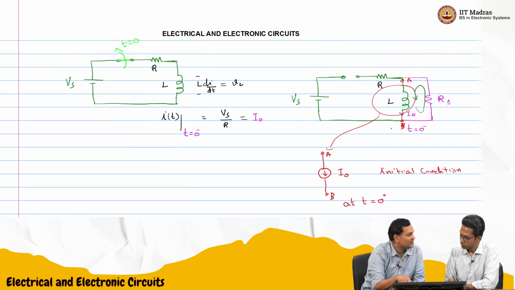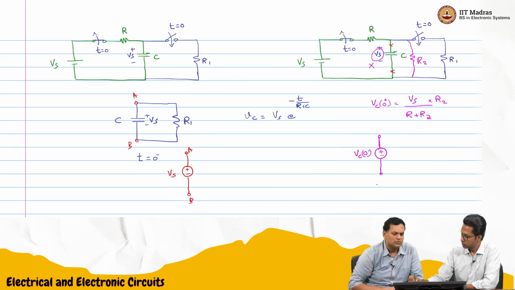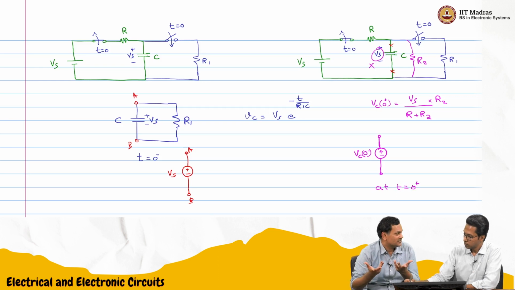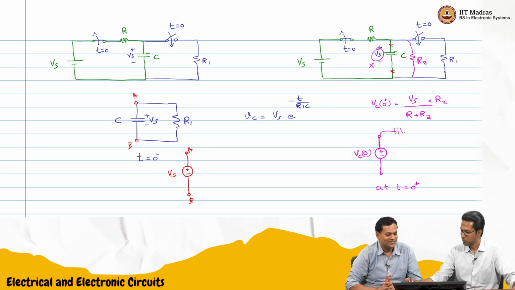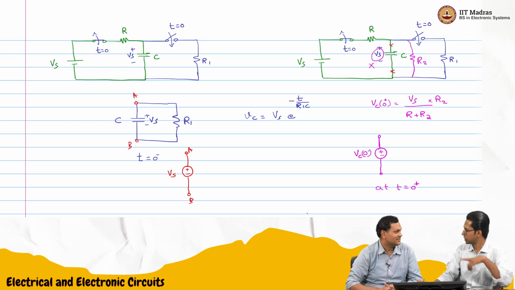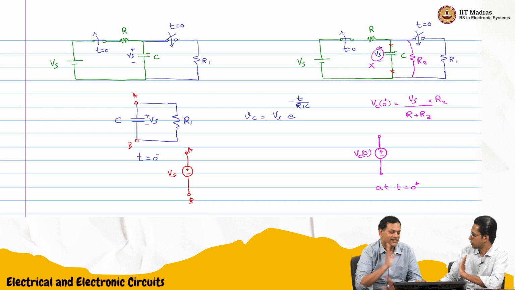For the inductor, we said at t equal to 0 plus, you replace the inductor with I naught. So we'll replace the capacitor at t equal to 0 plus with Vc of 0 minus. The voltage across the capacitor does not change suddenly. Current through the inductor does not change suddenly. In such cases, this is valid. And again, if I want to analyze further, I should put the capacitor in series. That we have seen before. This is only to capture the initial condition.